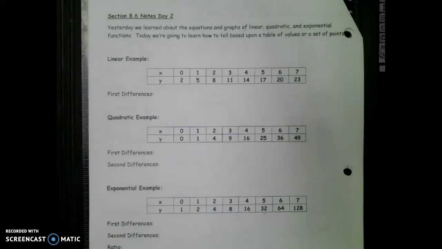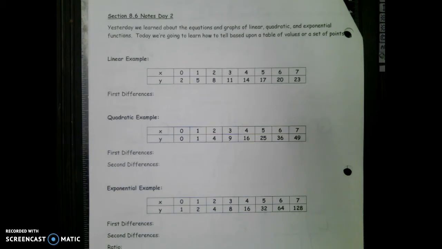Today we're going to look at when functions are linear, quadratic, or exponential based upon tables. The EOC will give you tables that look like this, table of values, and ask you, does this function represent a linear, exponential, quadratic equation? So remember, linear is lines, quadratics are the U-shaped parabolas, exponentials are kind of like that L-shaped curve.